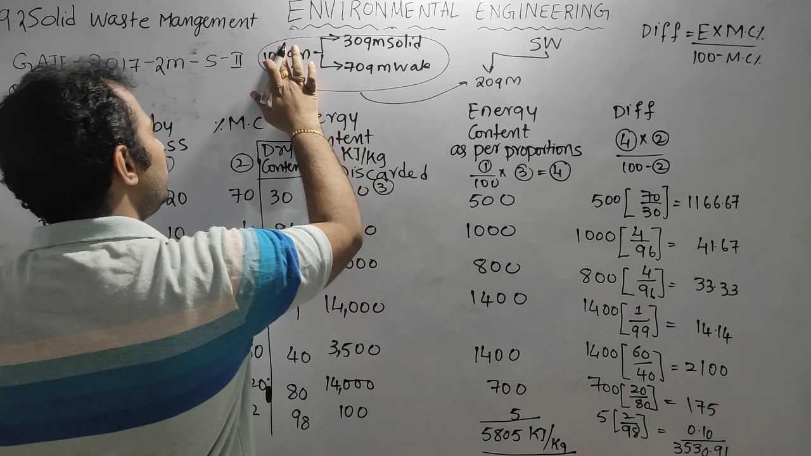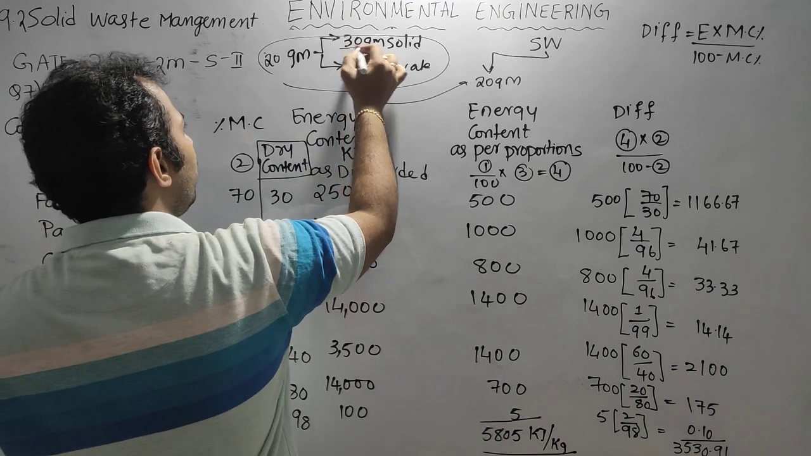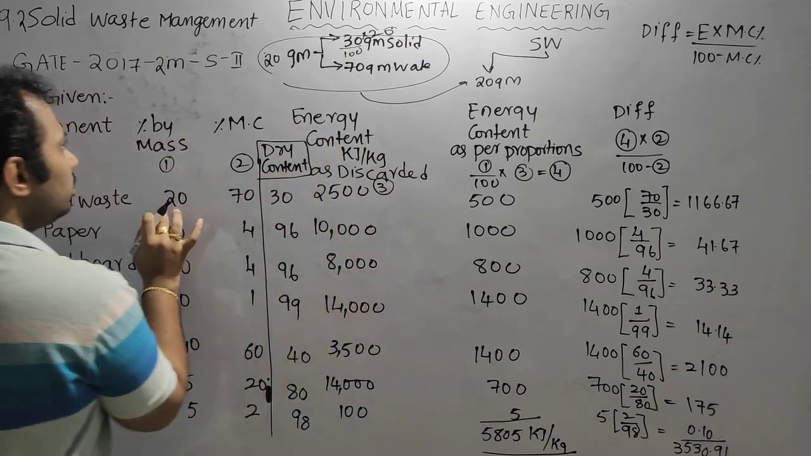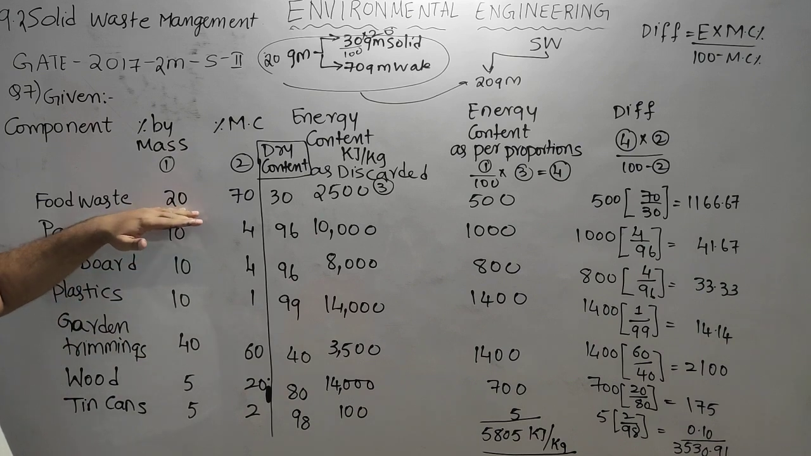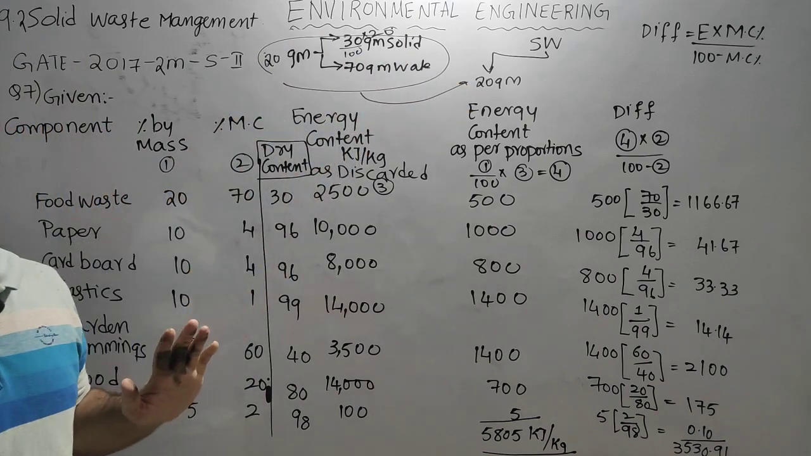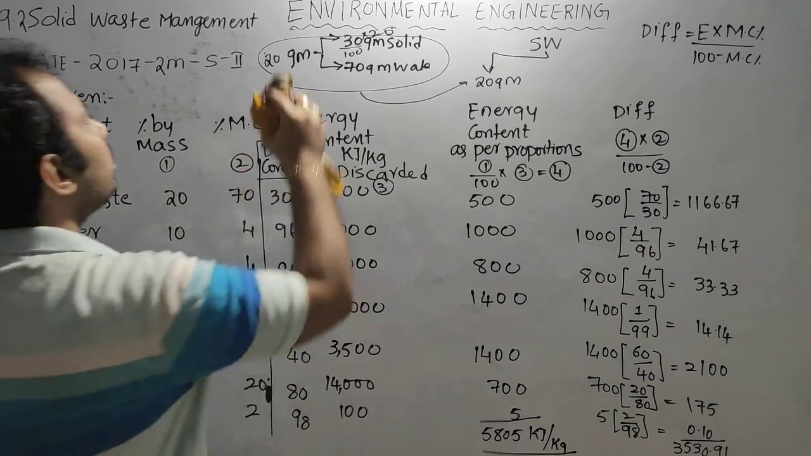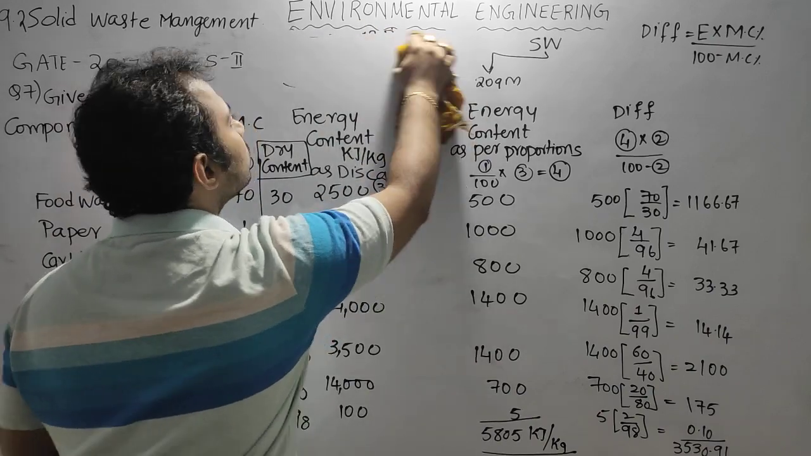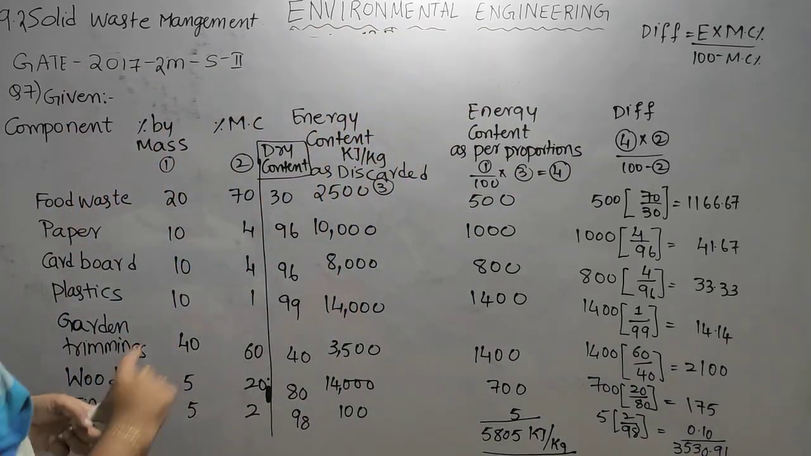Now if it is 20 gram, then 30 by 100 into 20. That is 20 into 30, that is 0.6 by 100, which is 0.2 into 0.3. This is the mass present in the solid waste. That is what I am saying. So now the mass present inside the solid waste.